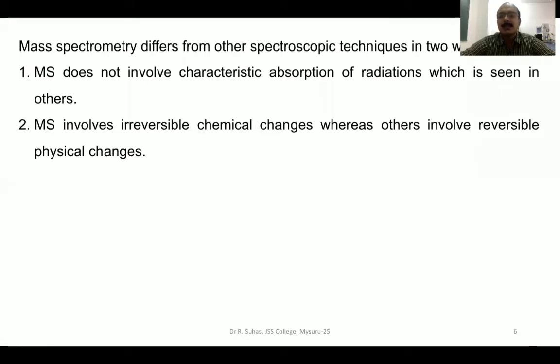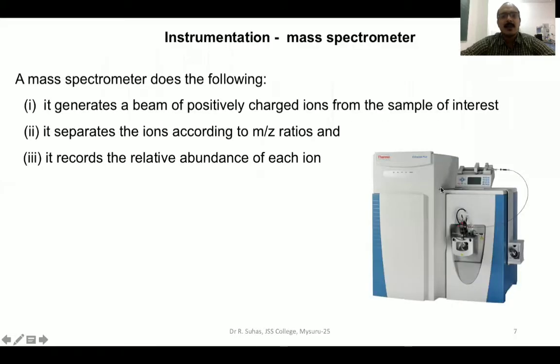That means you take a sample, you dissolve it in solvent, so there will be a change in the physical state. Once the analysis is done, you take out the sample, you evaporate the solvent off, and you will get back your sample. So this is reversible, just a physical change. A physical change can be easily reversed, whereas a chemical change cannot be easily reversed, and that's why they are called irreversible changes. These are the main two differences between mass spectrometry and other spectroscopic techniques that we have studied so far.